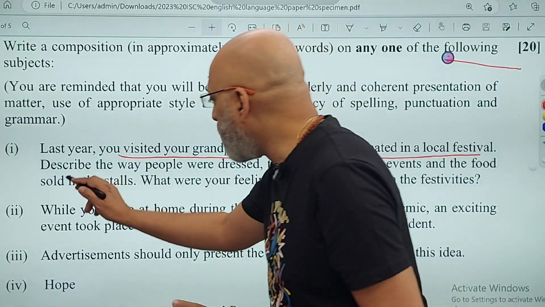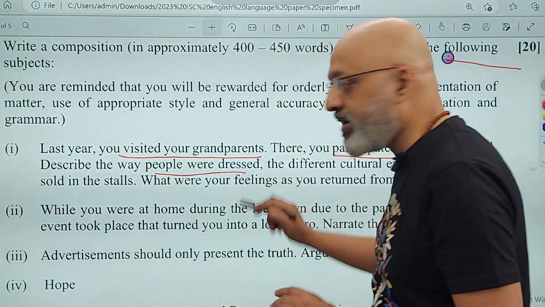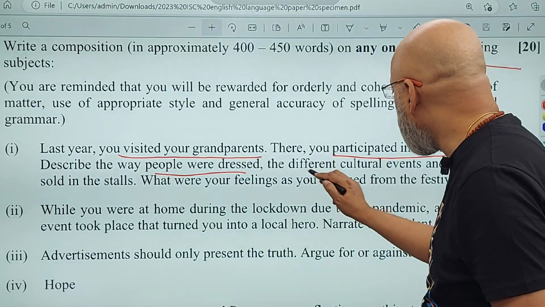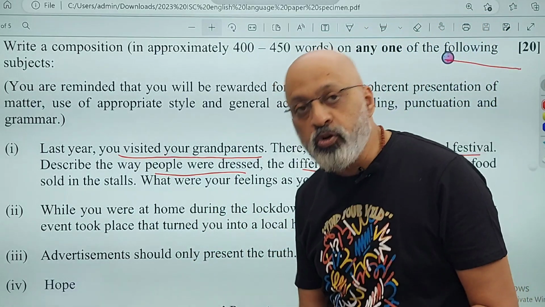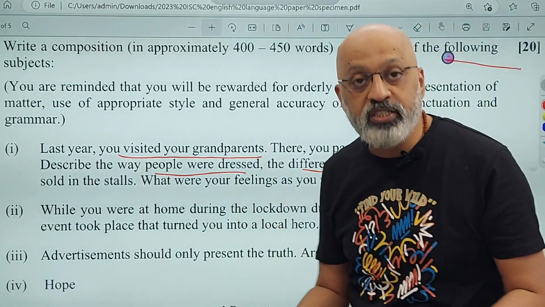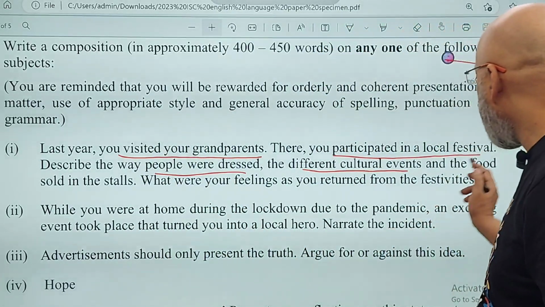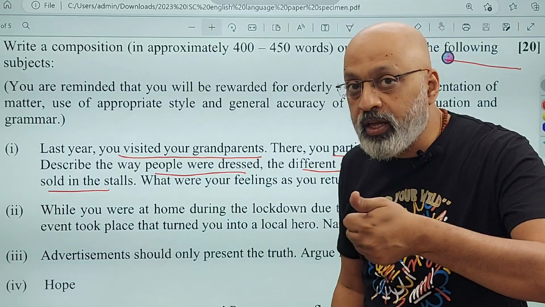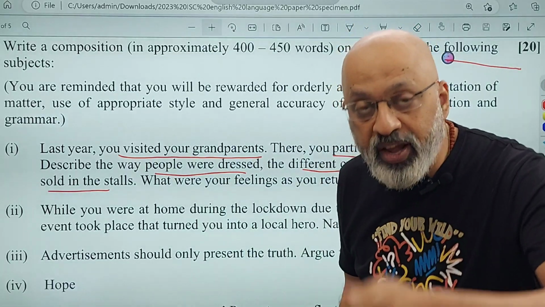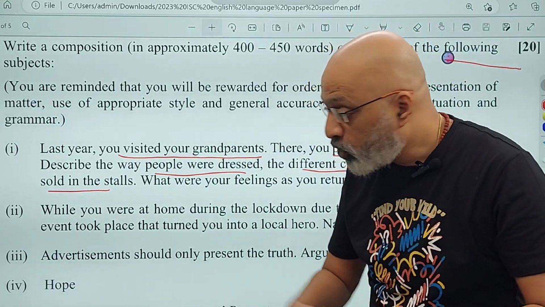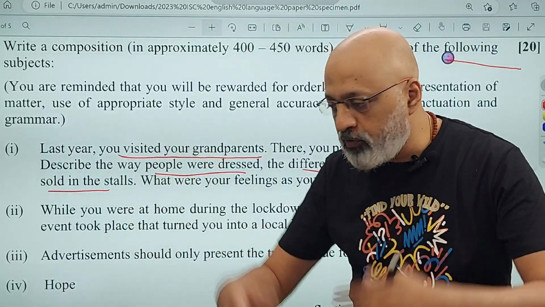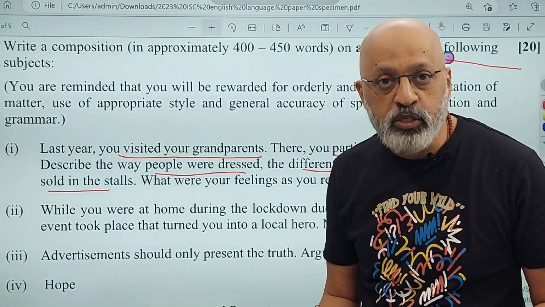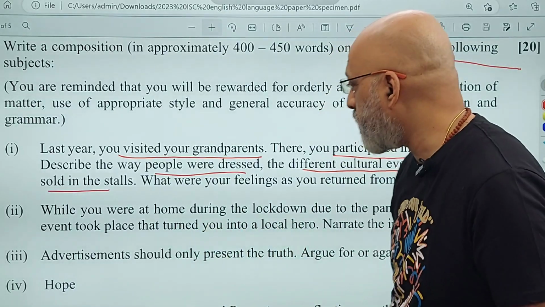Okay, then you have been asked to describe the way people were dressed, the sense of sight, you will be able to see that. The different cultural events, if there is music, if there is dance, and etc., you will describe all that. Then the food which has been sold in these stalls. The food ka matlab, you will be able to talk about the taste, you will be able to talk about the smell, you will even be able to talk about the oil which is used and the things being fried, the savories being prepared, all that you will be able to describe.